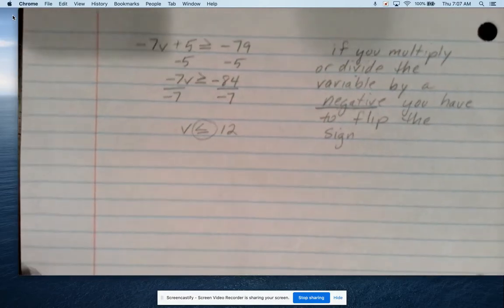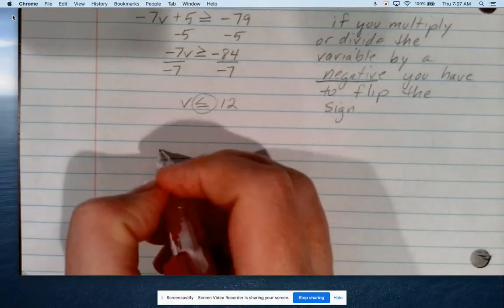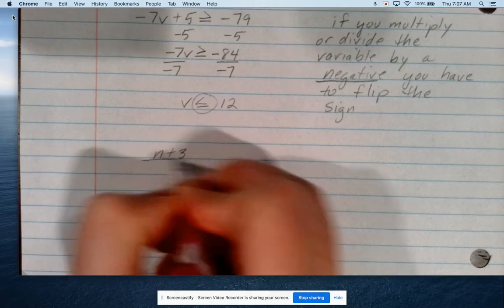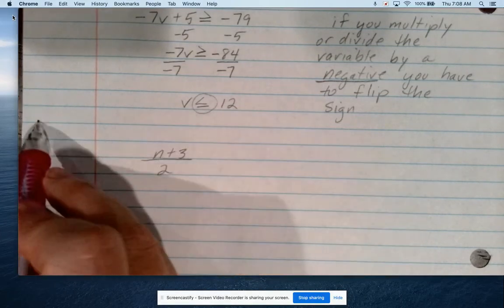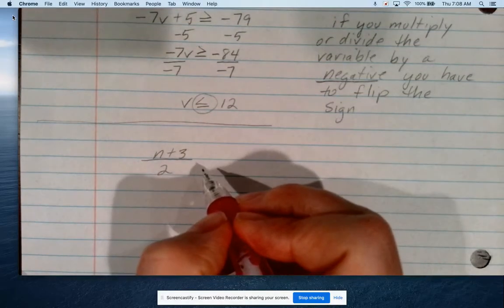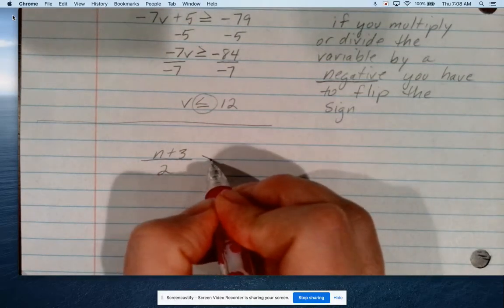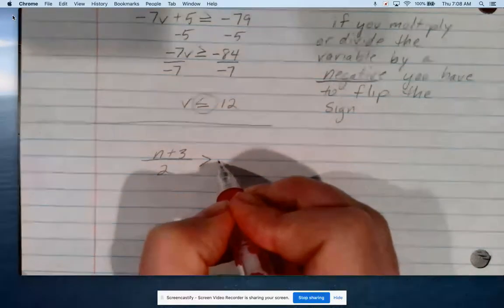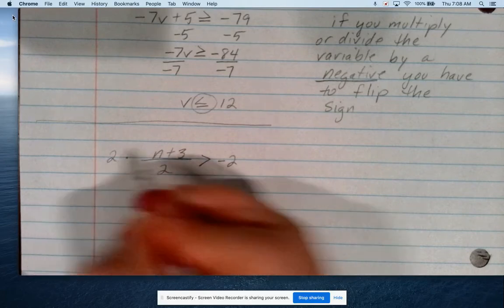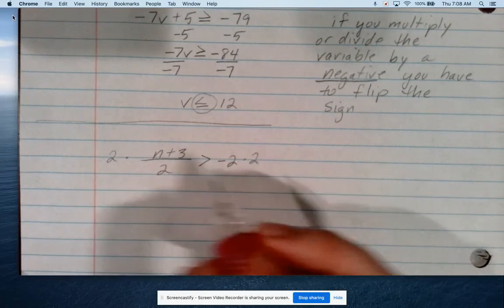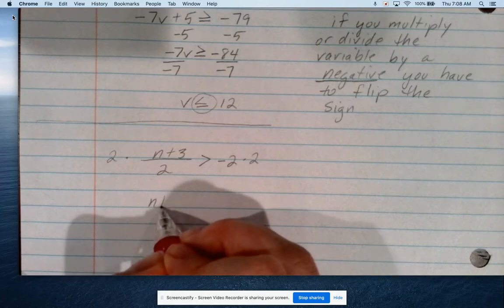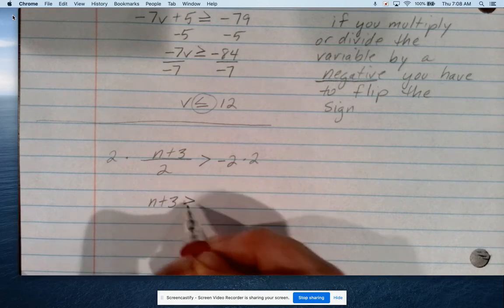The next example I will show you is n plus 3 divided by 2 is greater than negative 2. So I multiply both sides times 2, and I'm left with n plus 3 is greater than negative 4.